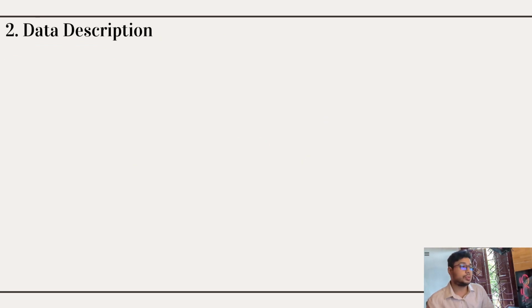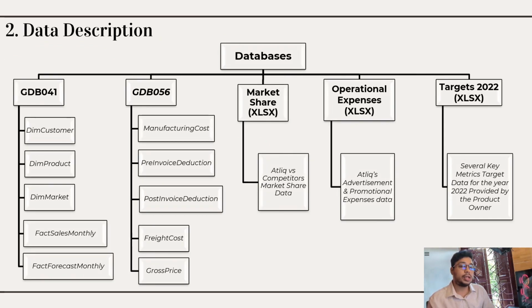Now the data descriptions. Atlic Manufacturer, as I mentioned earlier, is a huge company, and they have their businesses all over the world. So the data are coming from various sources. We have two MySQL databases. These are called GDB 041 and GDB 056.